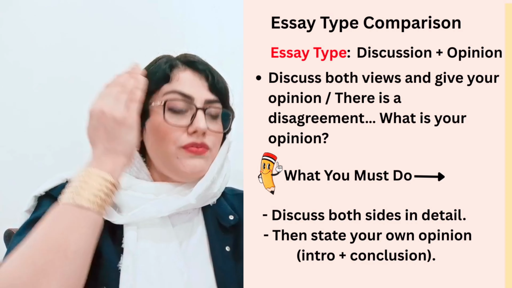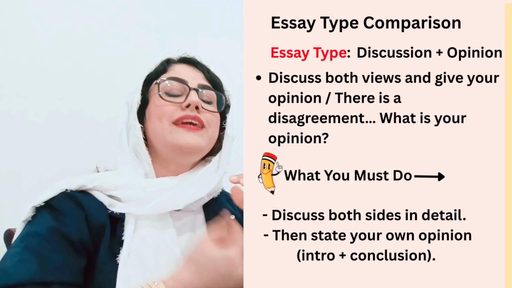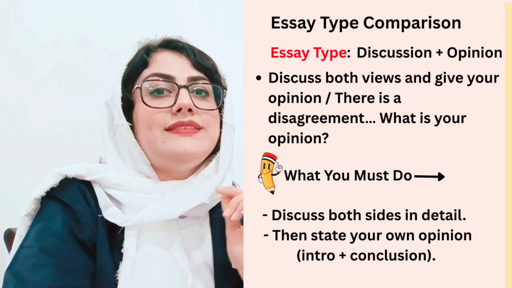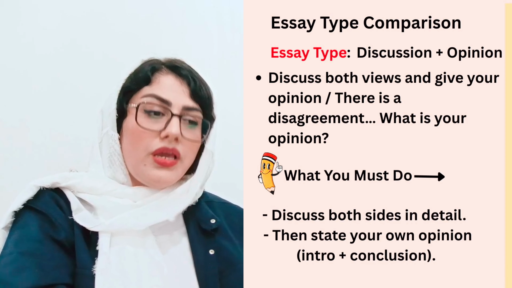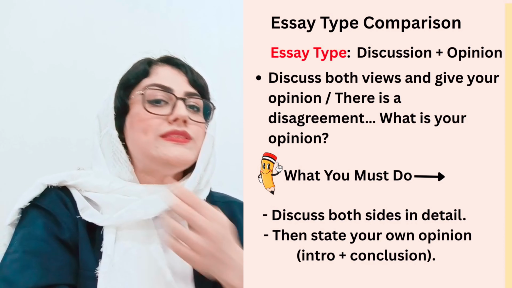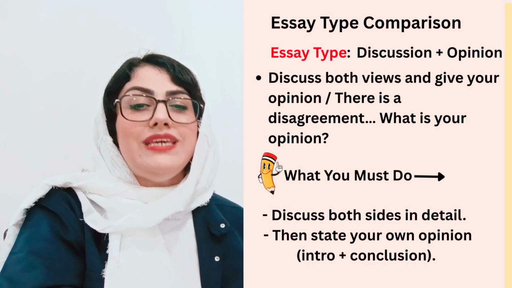But if it says, discuss both views and give your opinion, or, like here, there is a disagreement, what is your opinion? That's a discussion opinion essay. You must explain both sides of the argument before giving your opinion. Remember, in all cases, the examiner wants to see your clear opinion. But the structure depends on the wording, so always check the keywords. If you see there is a disagreement, it is a discussion opinion essay.